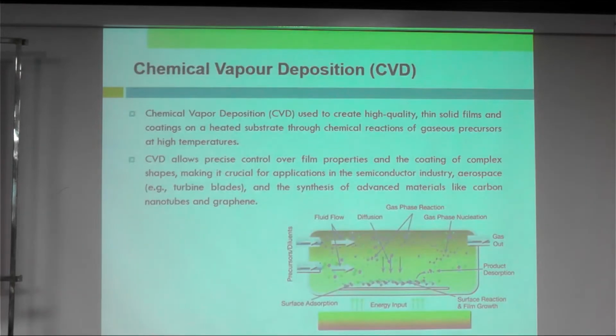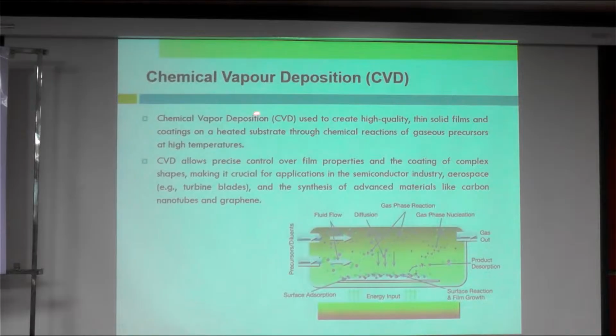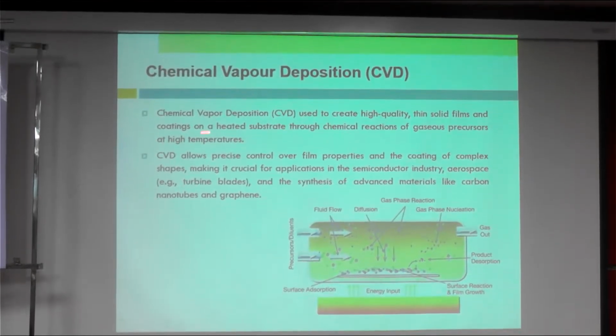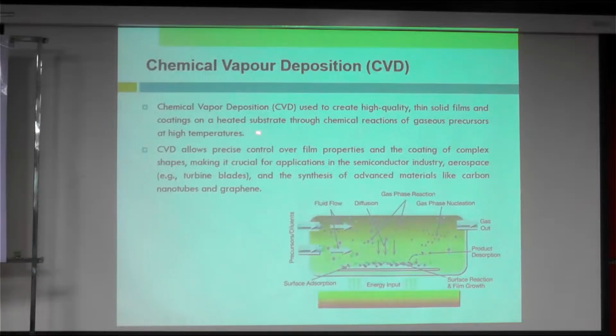And next, we will look into chemical vapor deposition. So you have covered PVD. Now we look into CVD. What is CVD? CVD is chemical vapor deposition, used to create high quality thin solid films and coatings on a heated substrate through chemical reaction of gaseous precursors at high temperature.